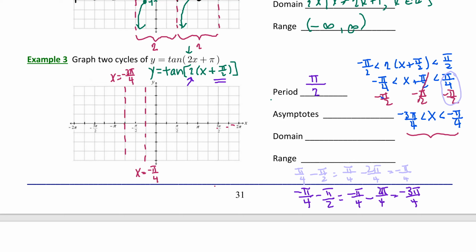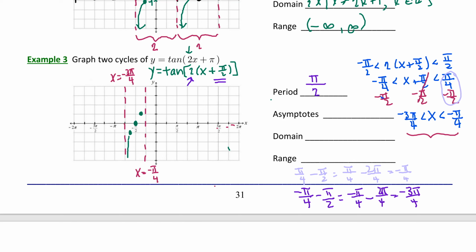Tangent is going to cross the x-axis at the midpoint between those two vertical asymptotes. Then, halfway between that point and the asymptote to the right, tangent will have a value of negative 1. Halfway between that point and the asymptote to the left, tangent will have a value of negative 1.